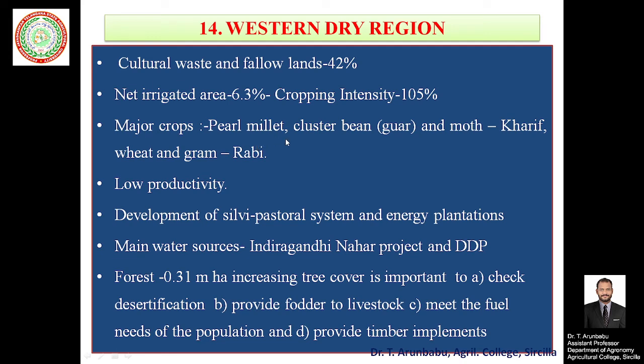Major crops under cultivation in this region are pearl millet, cluster bean and moth during the kharif season, wheat and gram during the rabi season. The zone has mainly low productivity of crops, and development of silvipastoral systems and energy plantations are required in this zone. And main water sources are Indira Gandhi Nahar project and DDP project also. So that is western dry region.